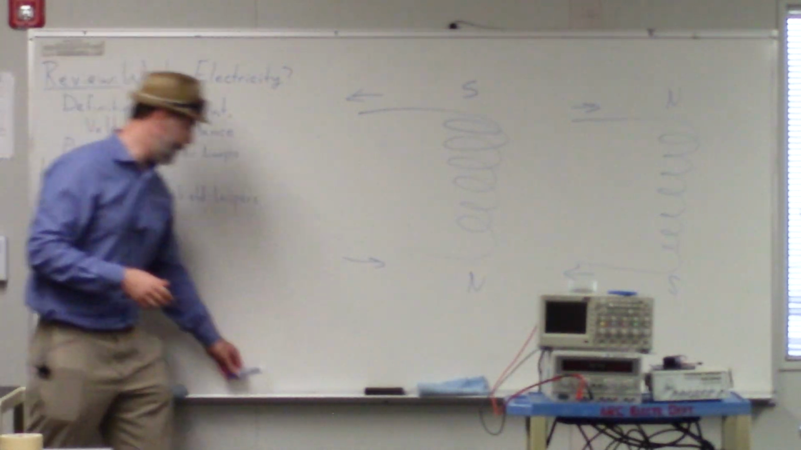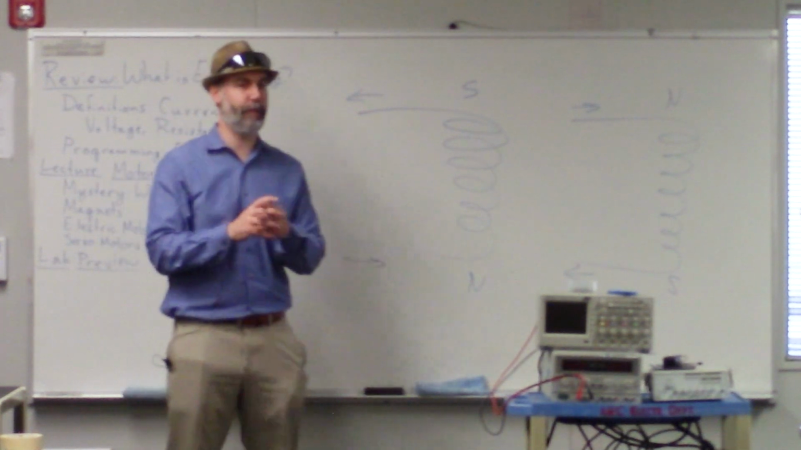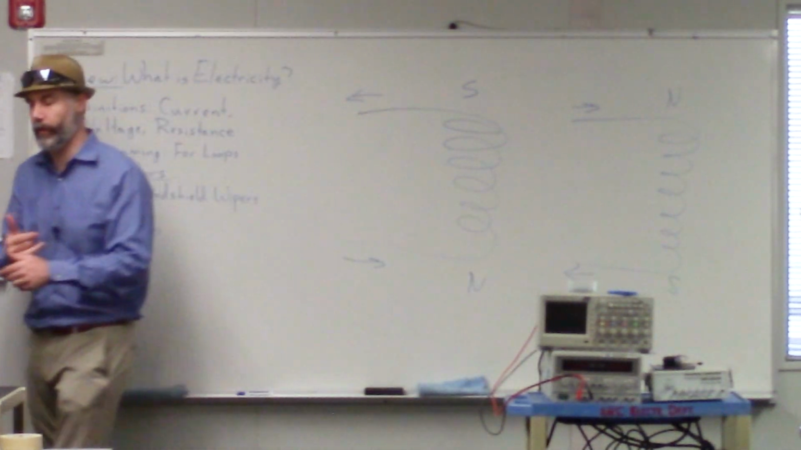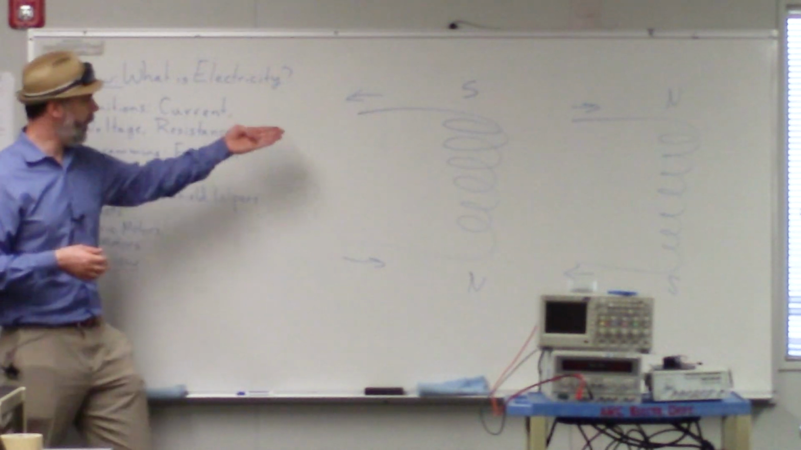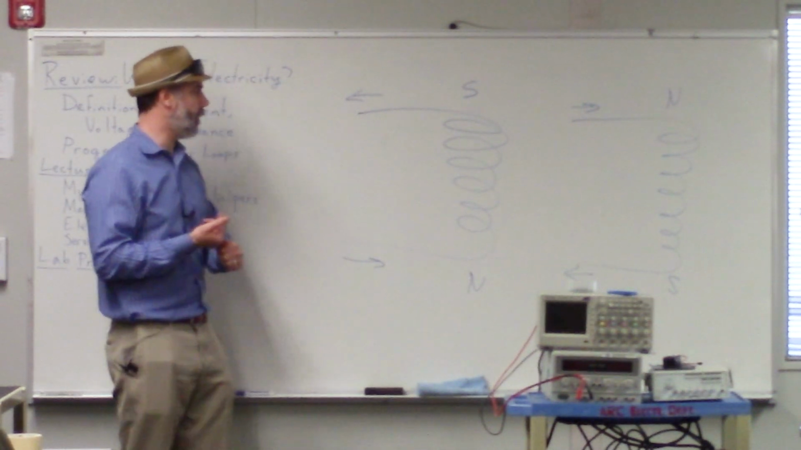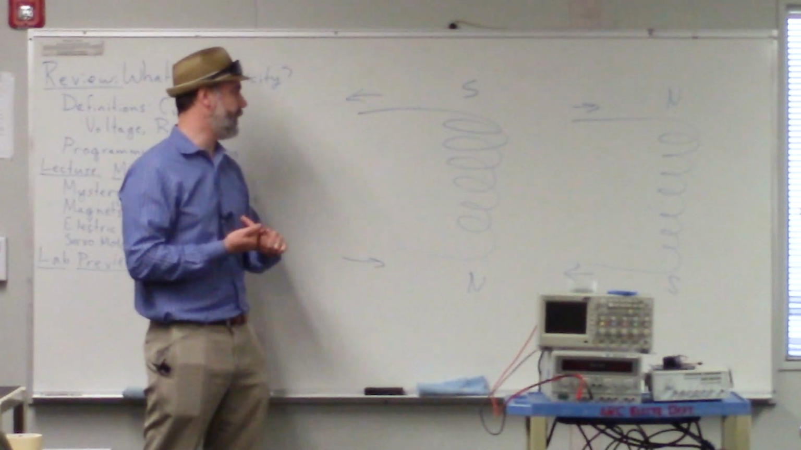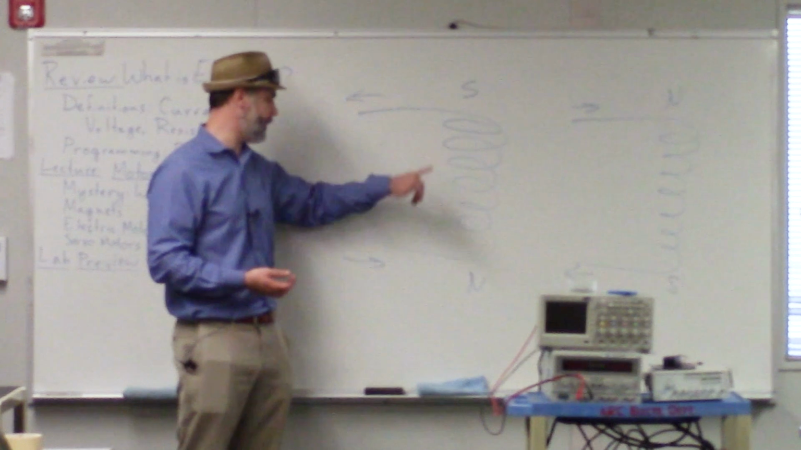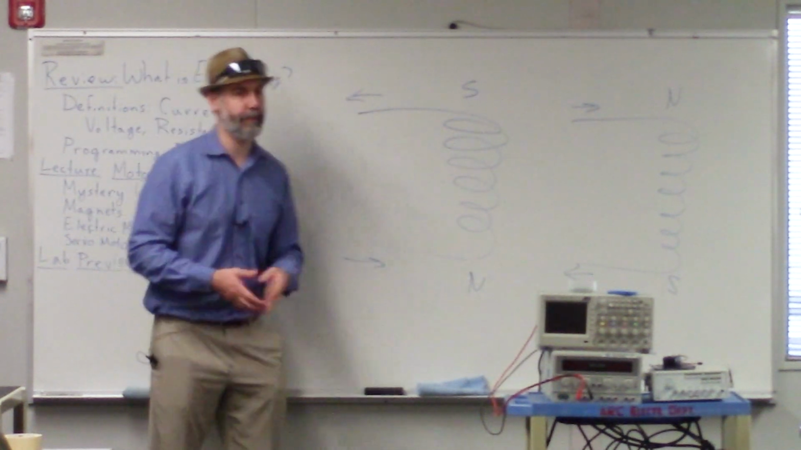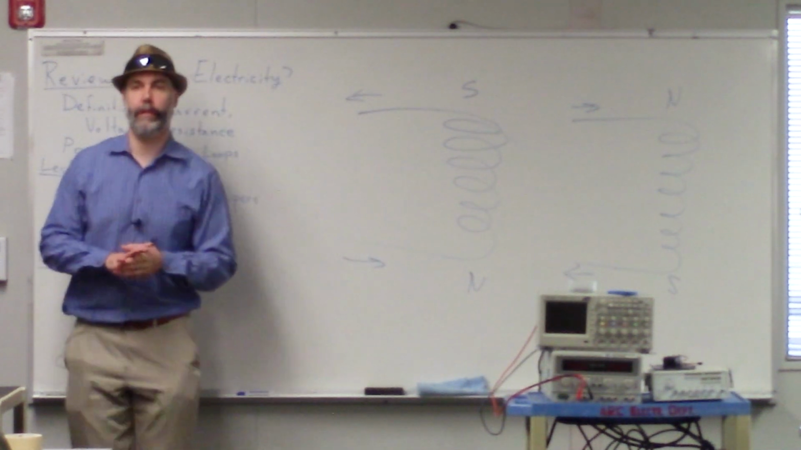So this is the opposite of permanent magnets. Permanent magnets are always on, they require no power, and the poles are always in the same direction. Electromagnets can be turned on and off, they require electricity, and you can flip the poles depending on which way the electricity is flowing through the coil, okay?